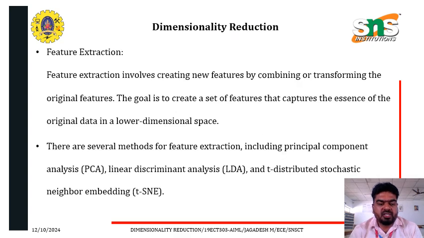So let us resume the session. What we have discussed is feature selection. Now it is feature extraction. Feature extraction involves creating new features by combining or transforming the original features. The goal is to create a set of features that captures the essence of the original data in the lower dimensional space. There are several methods for feature extraction, including principal component analysis, that is PCA, linear discriminant analysis, LDA, and T-distributed Stochastic Neighbor Embedding, that is TSNE.